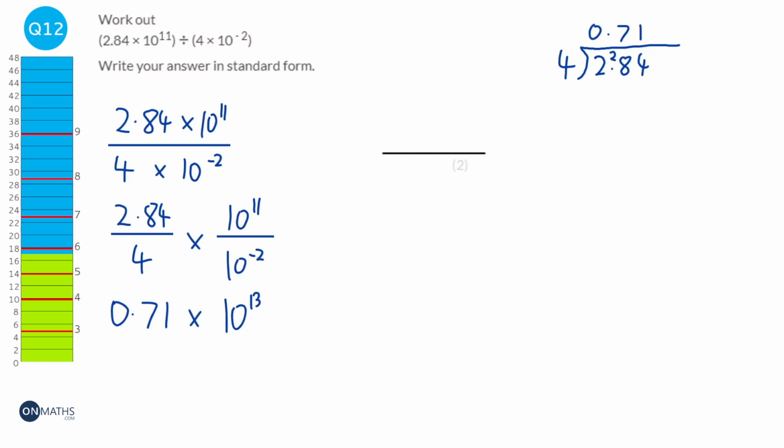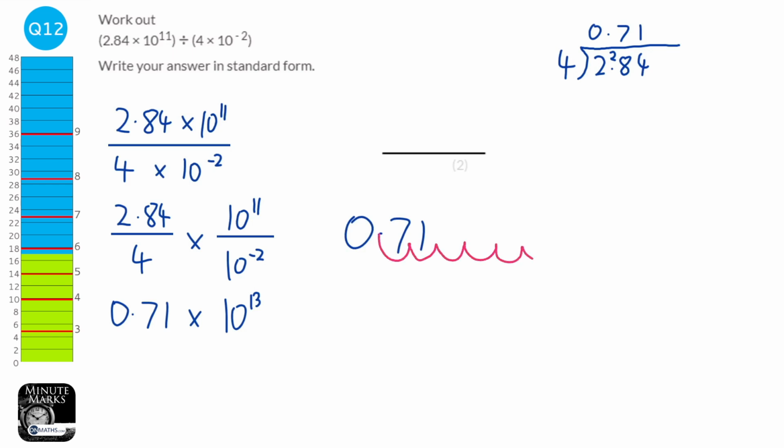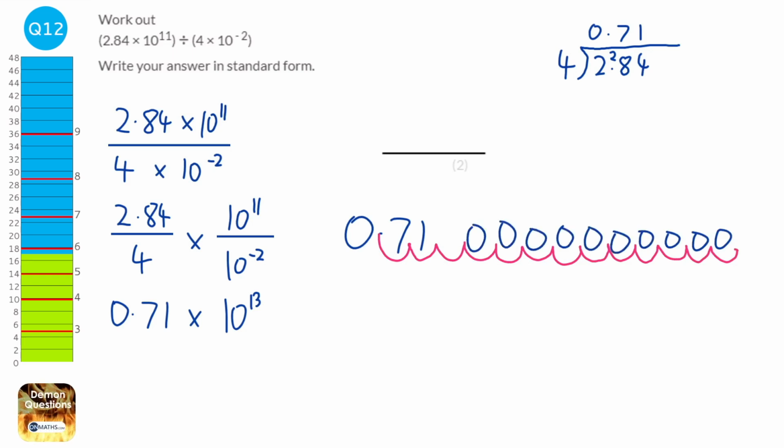Now we've got a bit of a problem here because standard form must have a number between 1 and 10, and not including 10 at this position here, and this is obviously less than 1, so we need to convert this into standard form. So what we can do is just write the number out again. So I'm going to write this as an actual number, so it's 10 to the power of 13, so it'd be 1, 2, 3, 4, 5, 6, 7, 8, 9, 10, 11, 12, 13. Fill in the zeros. So it'd be 7, 1 and all those zeros.